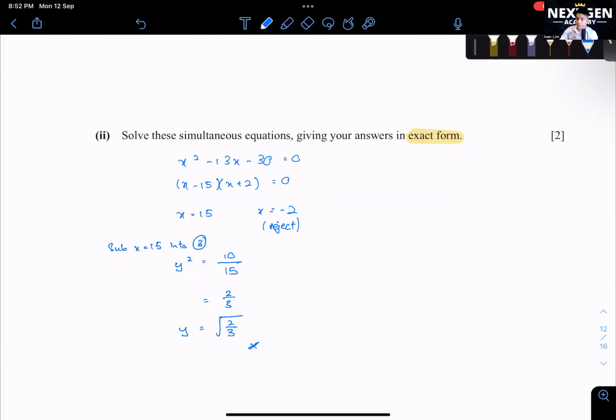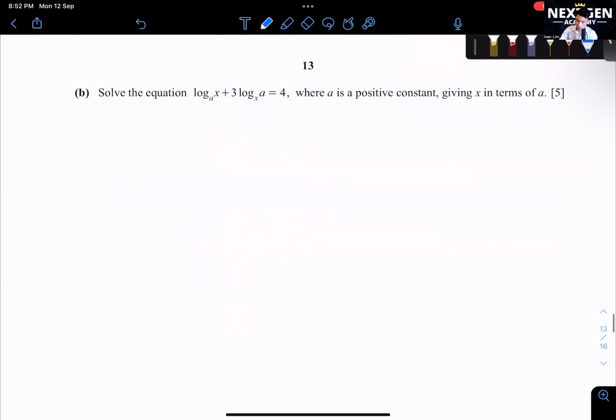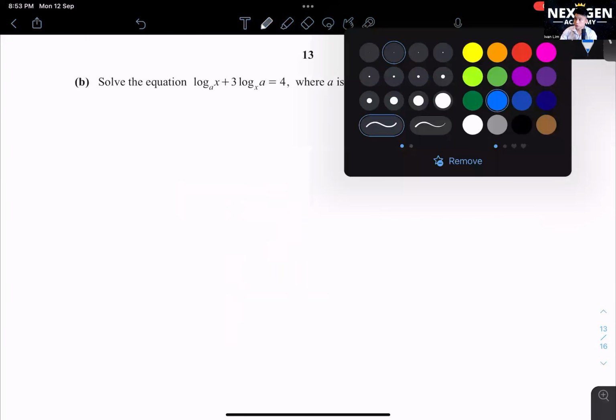Okay? Last one for this one. Solve the equation log_a x plus 3 log_x a equals 4, where a is a positive constant, giving x in terms of a. Five-mark question. I think this one also quite easy, right?